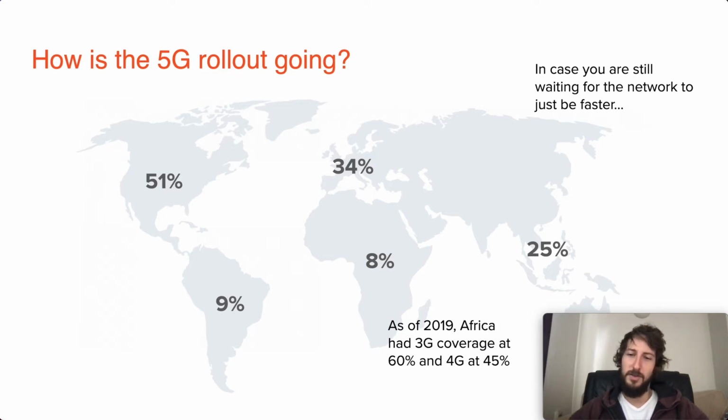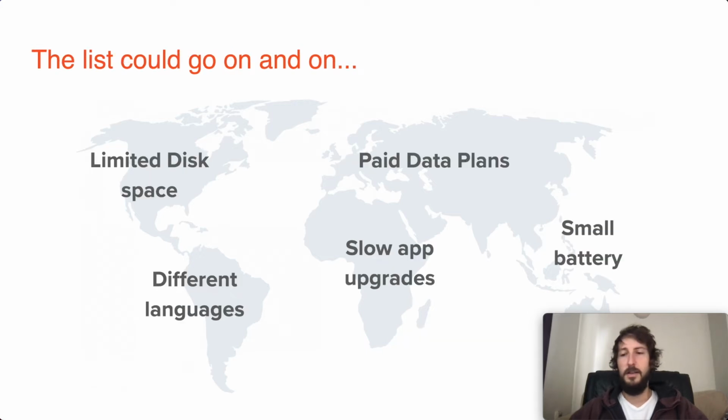And back in 2009, in Africa, 3G had a coverage of 60% and 4G of 45%. And this means that it doesn't matter even if we're making progress in the underlying infra, we still need to account for low-end bandwidth and for cases where the connection might be spotty or not reliable. And the list could go on and on, right? Here I put some of the points that I want to chat about, but you could find others by yourself.